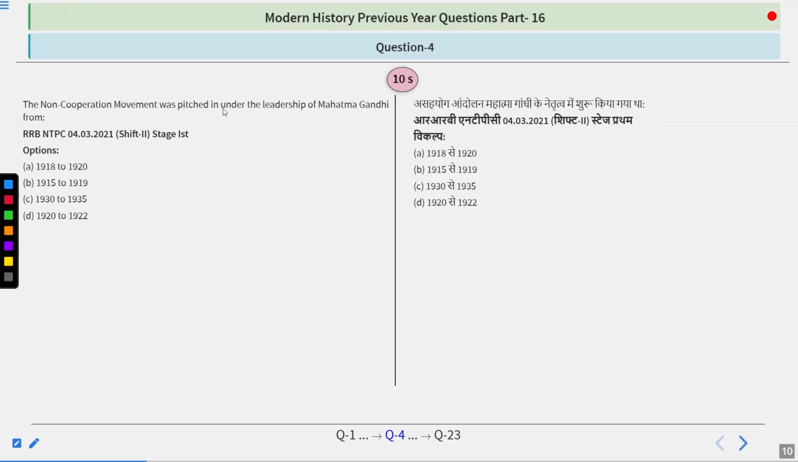The non-cooperation movement was launched under the leadership of Mahatma Gandhi from: 1918 to 1920, 1915 to 1919, 1930 to 1935, 1920 to 1922. Think about it.